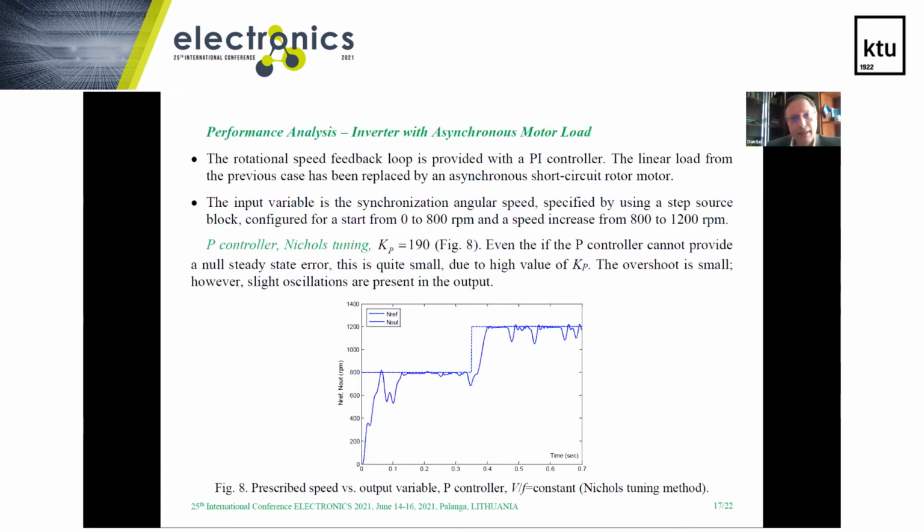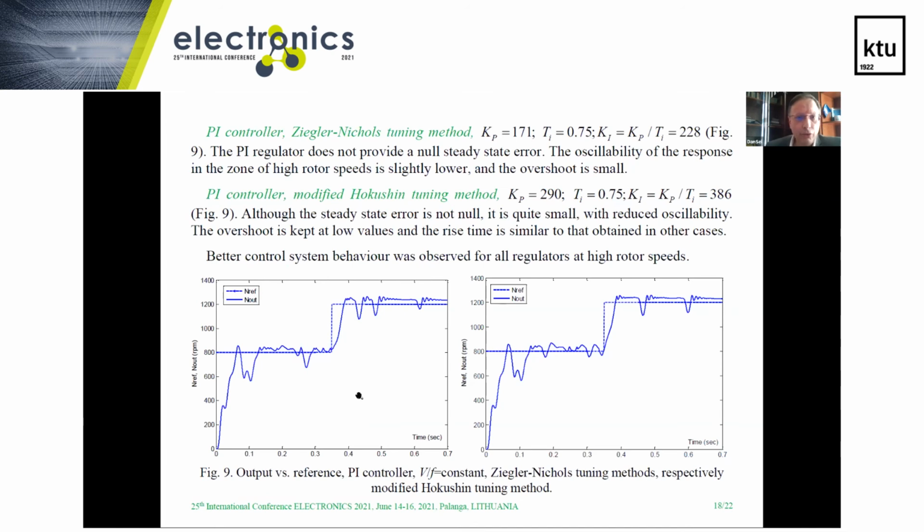The second case is dedicated to the performance analysis when we use an inverter with motor load. And here the rotational speed feedback loop is provided only with a PI controller, because we observed that the derivative component leads to some oscillatory behavior of the output. In figure 8, you can see the evolution of the output versus step set point in the case of the P controller with Nichols tuning. And in figure 9, you can see the evolution of the output versus reference when we use the PI controller with Ziegler-Nichols and with the Hokushin method, respectively.